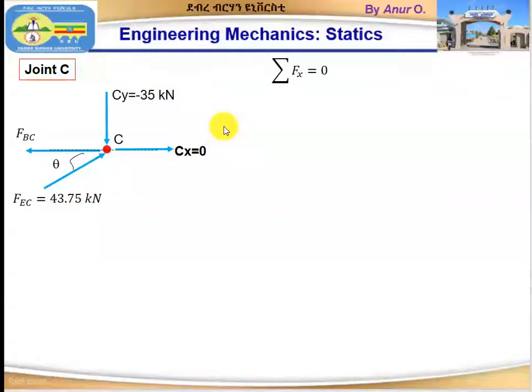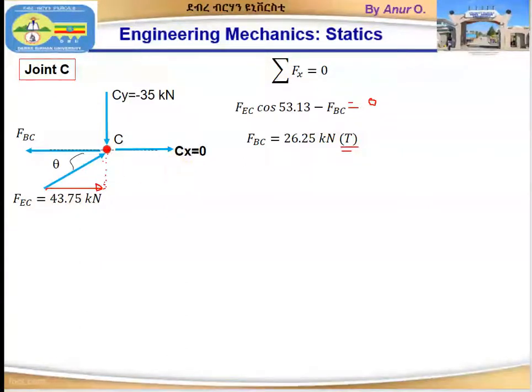So we use the equilibrium equation. Summation of force in the x direction is equal to 0. Therefore FEC cos 53.13 plus FAC cos 53.13, minus the force FBC, which acts in the negative x direction, is equal to 0. Therefore FBC will be 26.25 kN. It is positive, so it is tension.